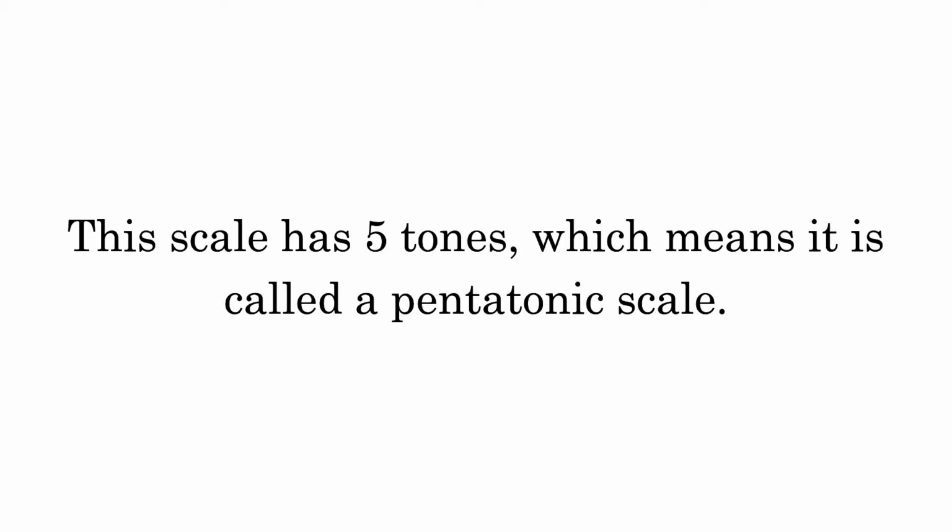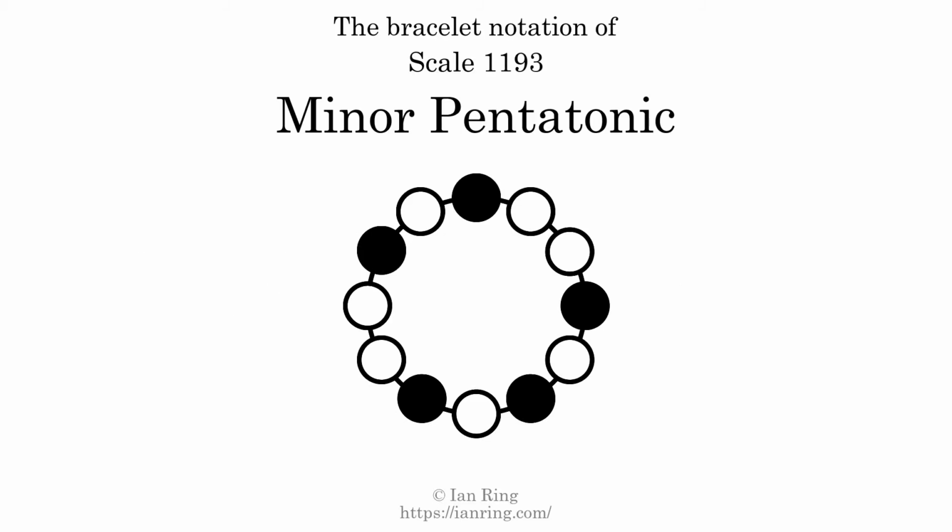This scale has 5 tones, which means it is called a pentatonic scale. This is a bracelet notation diagram of scale 1193. The shaded circles represent tones that appear in the scale, and they are read clockwise, starting at the top.